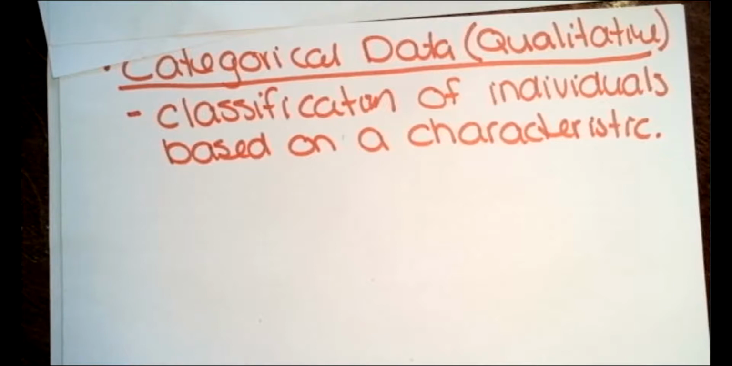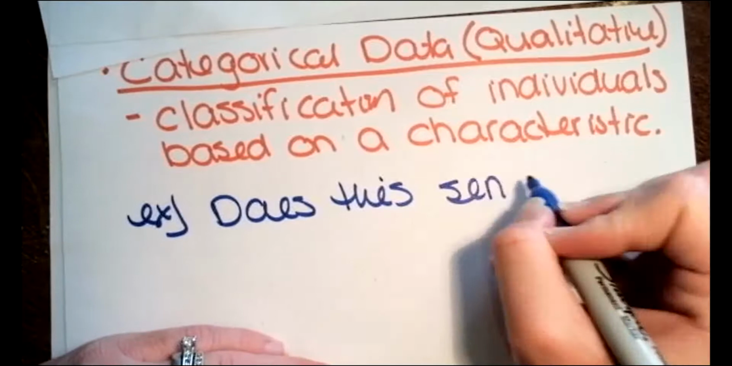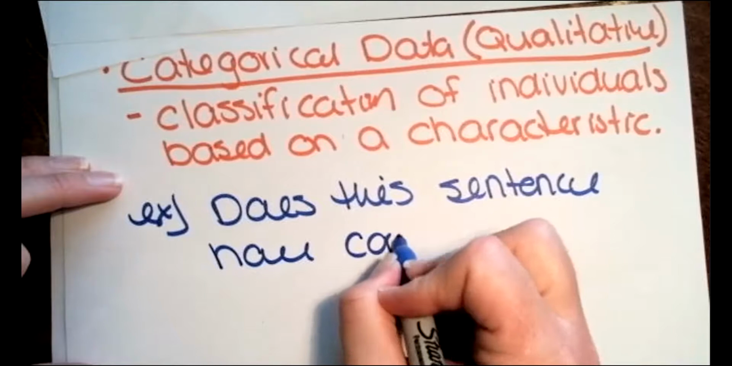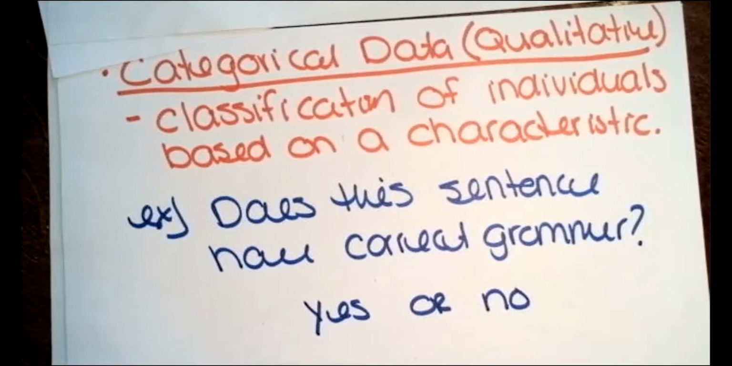So that's my qualitative. Sometimes we can look at qualitative as like a yes, no type question. So for example, here, I might say, does the sentence have correct grammar? Okay, and the answer to that is either going to be a yes or a no, right? So that is still categorical because it either fits in the category of yes or it fits in the category of no, right? So that's categorical.